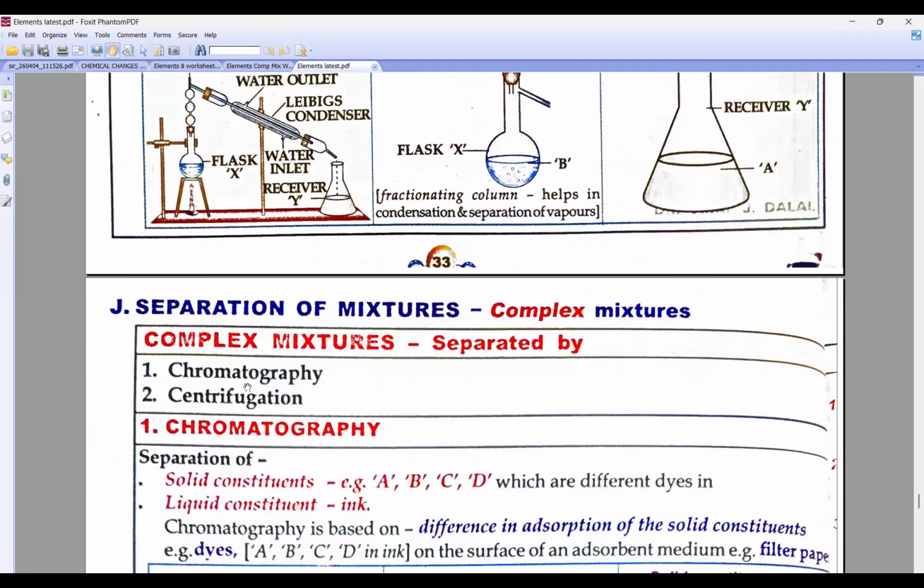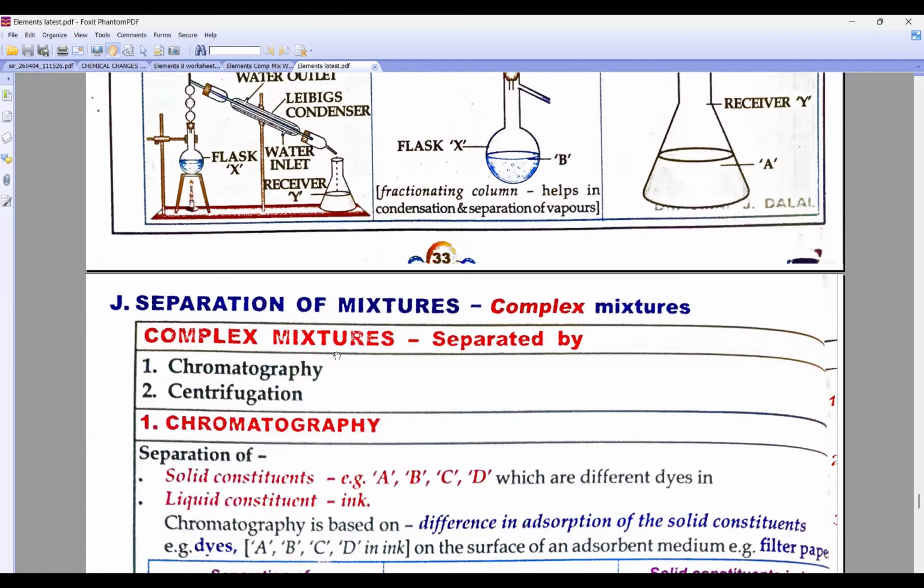Now we are going to go for what? Chromatography. Chromatography: chromato means color. Chroma means what? Color. Now you know, your black ballpoint pen or blue one is made up of different colors. If you want to identify them, we call them dyes. We call them what? Dyes. Different organic colors.